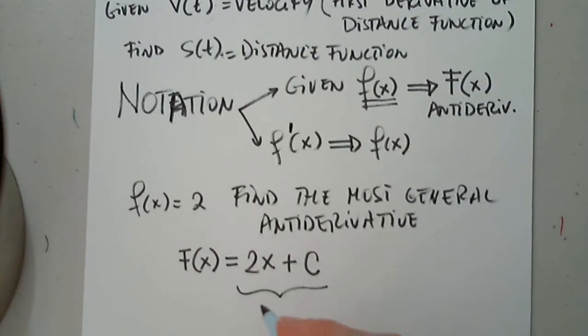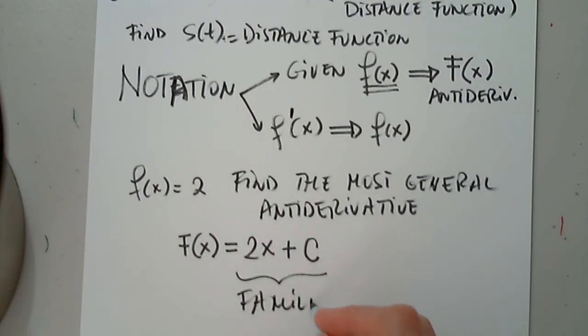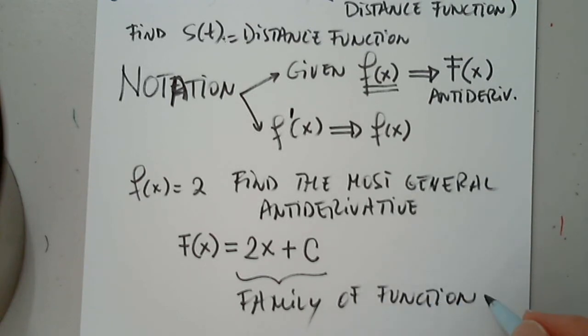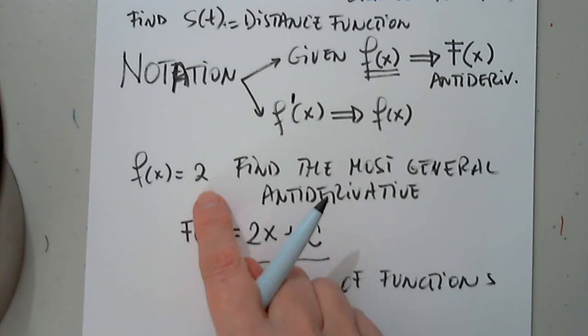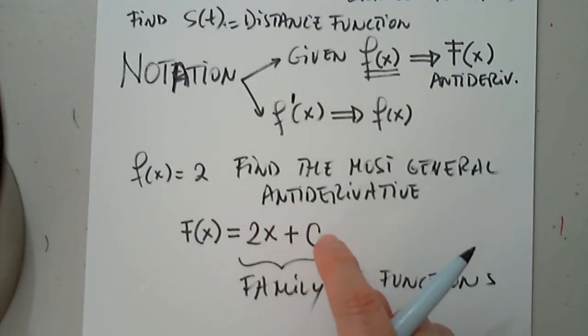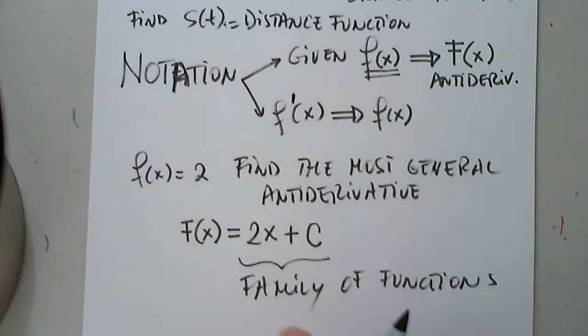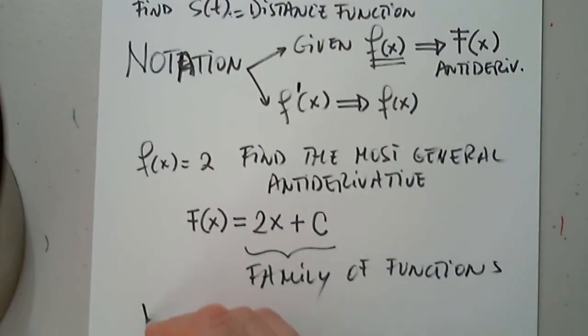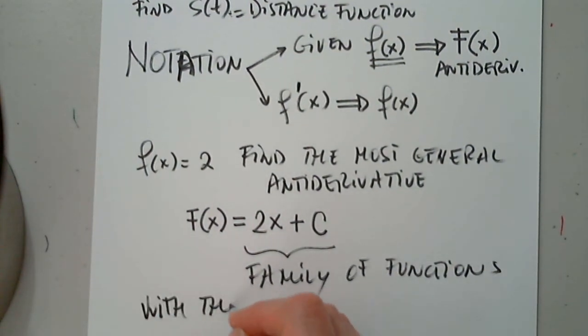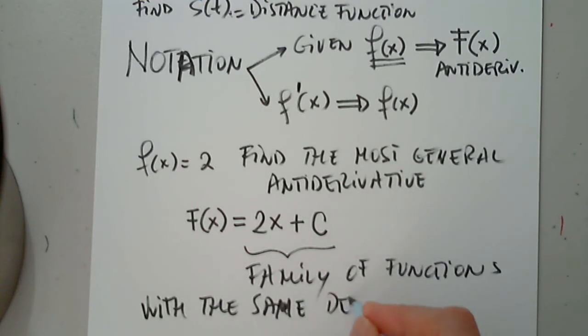So this is basically a family of functions that have that derivative. All of them. If you want c to be 5 or negative 10 or negative 1500 or positive 1,000,000, all these functions will have the same derivative. So it's a family of functions with the same derivative.